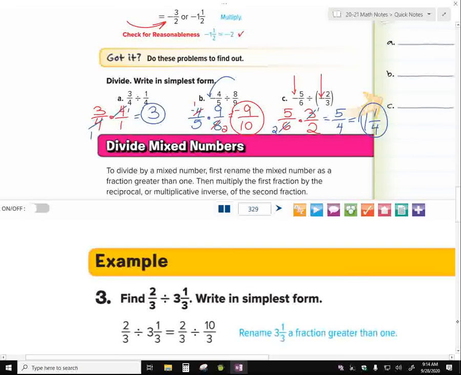Negative 1 times 9 is negative 9. 5 times 2 is 10. I get negative 9/10. Yes, sir?